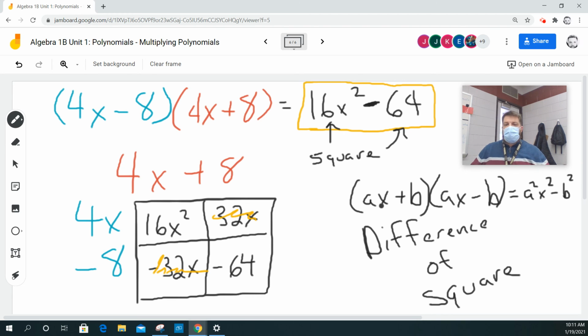And that pattern, you'll see it sometimes in some textbooks written as a plus b times a minus b, and that would be applicable as well. Okay, any questions on that one?